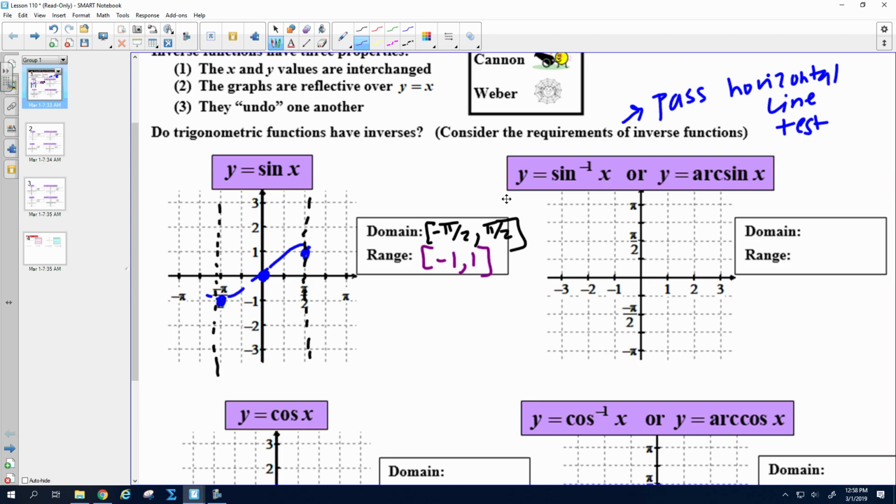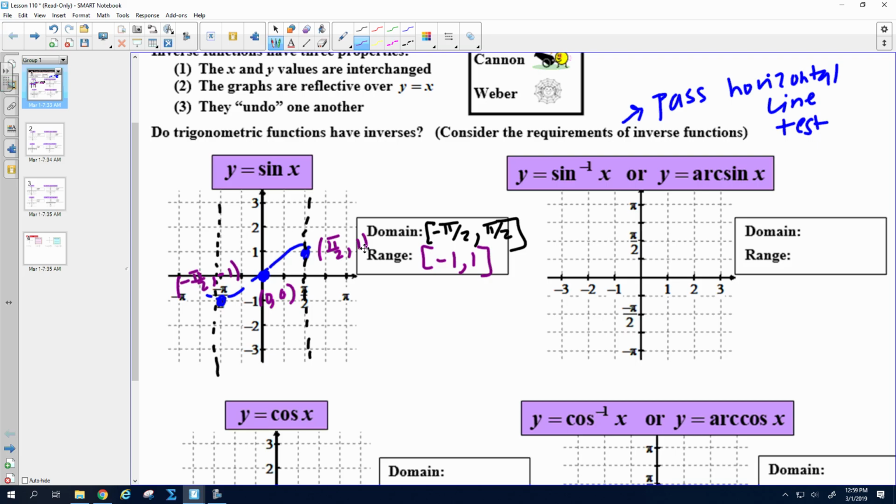So this is the inverse function of sine, right? We write it as sine inverse, or we write it as arc sine. And what I'm going to do is flip everything. So inverse functions switch x and y. Think of it as switching your coordinate points. So this coordinate point right here is pi over 2, comma 1. This coordinate point right here is 0, 0. And this coordinate point is negative pi over 2, comma negative 1. Right? What I'm going to do is switch those 3 points and draw my new graph.